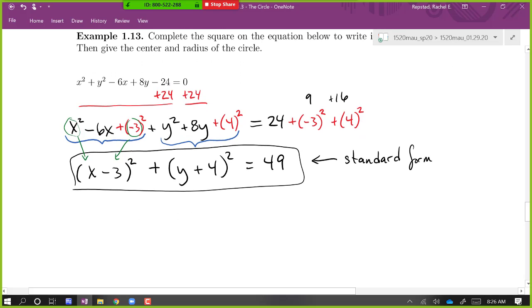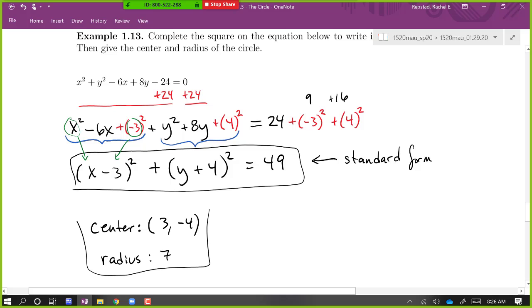And since we have it in standard form, we could figure out our center and radius. What's the center? And the radius? 7. Great.